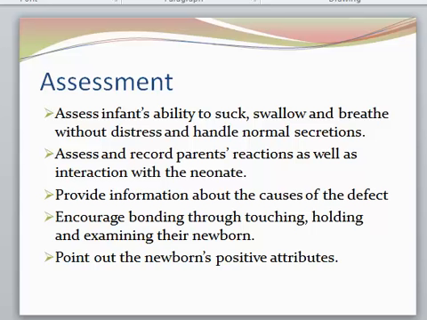We assess the infant's ability to suck, swallow, and breathe without distress, and usually they should be able to handle those normal secretions. Assess and record the parents' reactions as well as the interaction with the neonate. Provide information about the causes of the defect, and encourage bonding through touching, holding, and examining their newborn. And it's always good to point out the newborn's positive attributes.